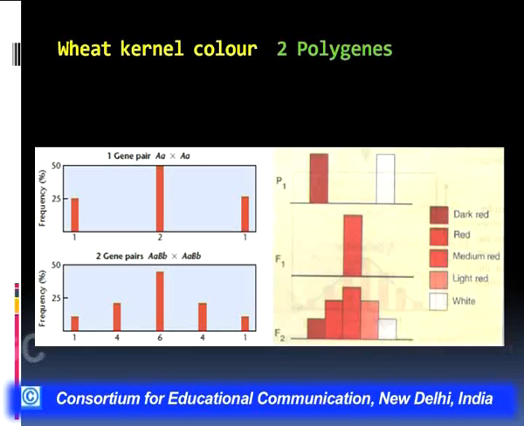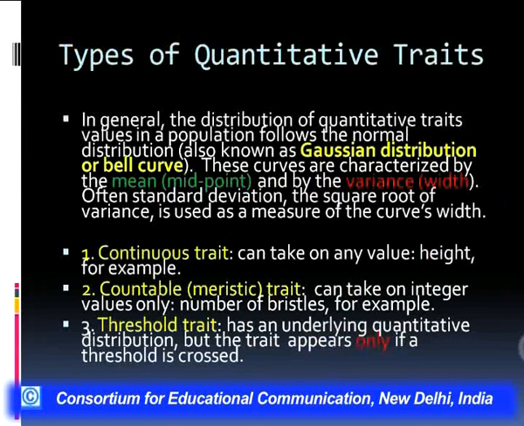And if two genes are involved, then we will talk in terms of 5 phenotypes ranging from two extremes, 1, and the maximum number, that is 6 out of 16, would be intermediate. So, the ratio becomes 1:4:6:4:1. 1 out of 16 would be dark red, extreme, and likewise 1 on the other extreme would be white, and there would be intermediate ones. But 6 out of 16 in the middle would be medium red. So, that means this type of graph is characteristic of quantitative inheritance.